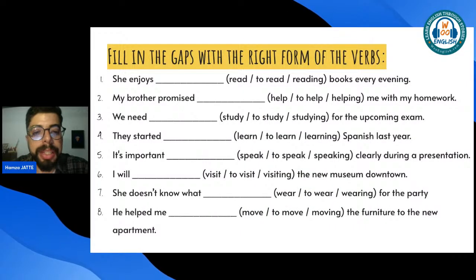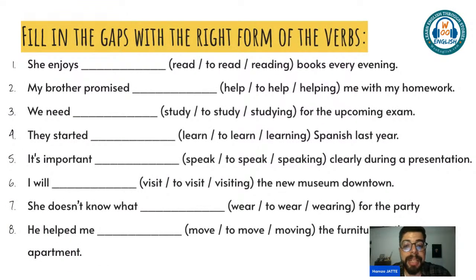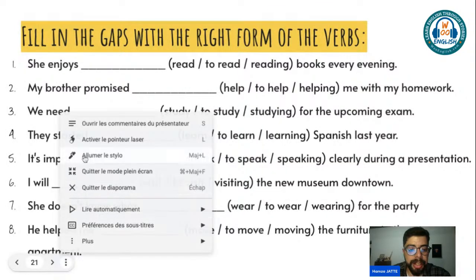So it was about verb forms, right? So in this activity, what do I have? I have 8 sentences, and I want you to choose for each sentence which form of the verb is correct. For example, number 1: she enjoys read or reading books every evening. What do you think the correct answer is?